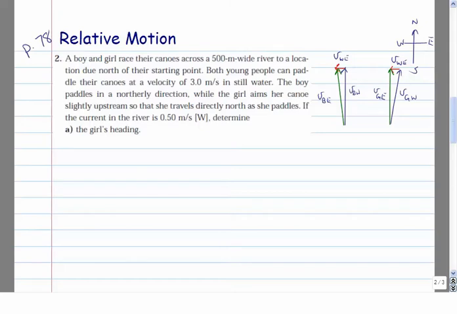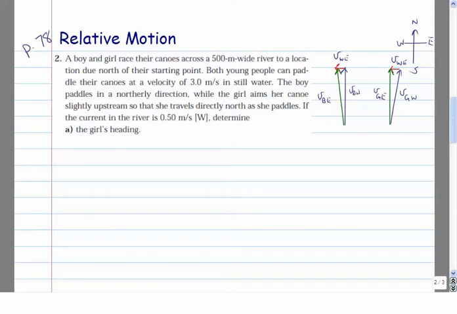There are four parts, I think, to this question. We'll look at part A. But before we get there, I've taken the liberty of drawing the vector diagrams for the two situations. The boy's vector diagram is on the left of this diagram, and the girl's vector diagram is on the east, or on the right.